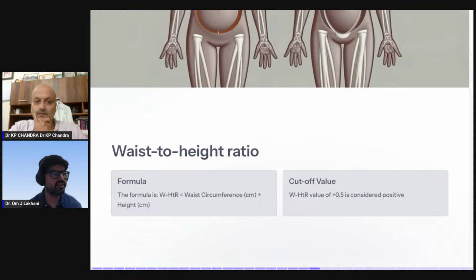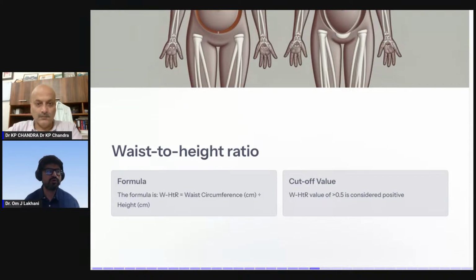It's considered to be central adiposity. So if your waist circumference is more than half of your height, then you are in trouble. That is what they are saying, right? So this makes it easier to do than BMI also, because it's just a very simple measurement that you have to take. Everybody knows their height, more or less, and all you have to do is measure the waist circumference, and then based on that, you are able to define central adiposity.